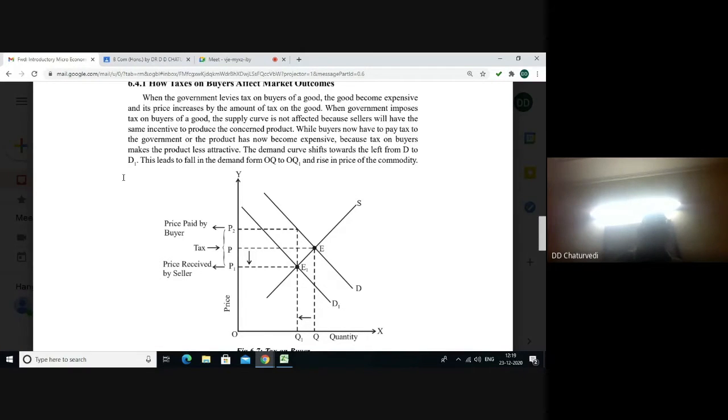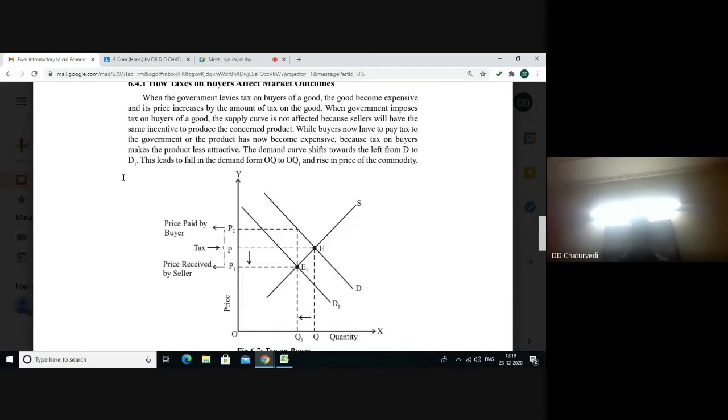Now, when the government imposes tax on the buyer, there will not be any impact on the supply curve because sellers will have the same incentive to produce the concerned product. But now, buyers will have to pay more tax to the government as the product has become expensive in comparison to the previous situation.